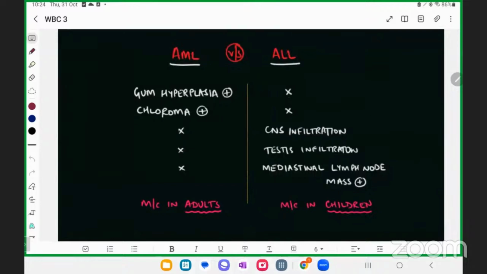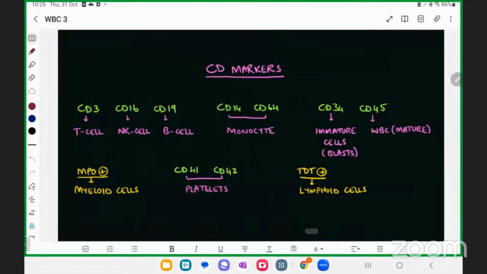Over here, I'm going to tell you the differences between AML versus ALL. In AML, gum hyperplasia is present, chloroma is also present. CNS infiltration doesn't happen, testes infiltration doesn't happen, and there is no mediastinal lymph node mass present. So basically, all these factors are the differentiating ones. Whenever you see them in the question, try to recognize it and get to it. AML is common in adults, and ALL is common in children.